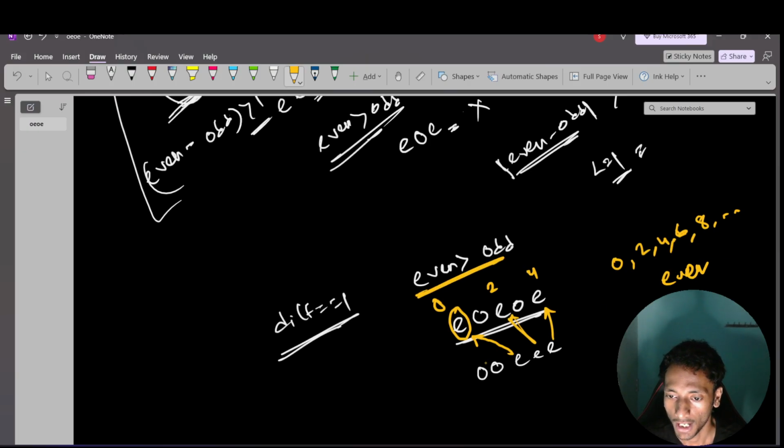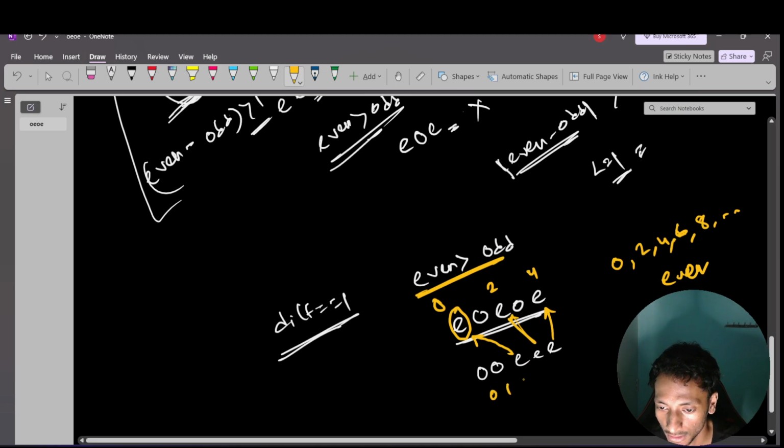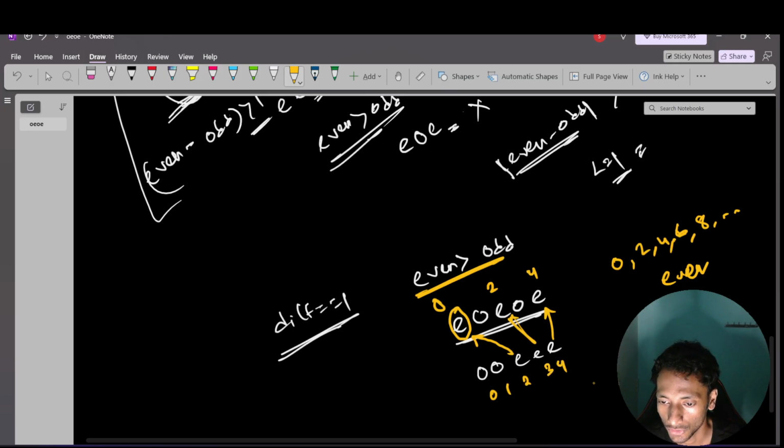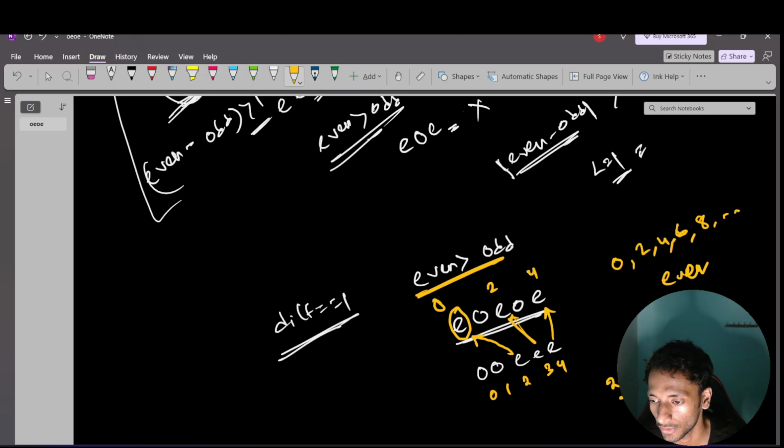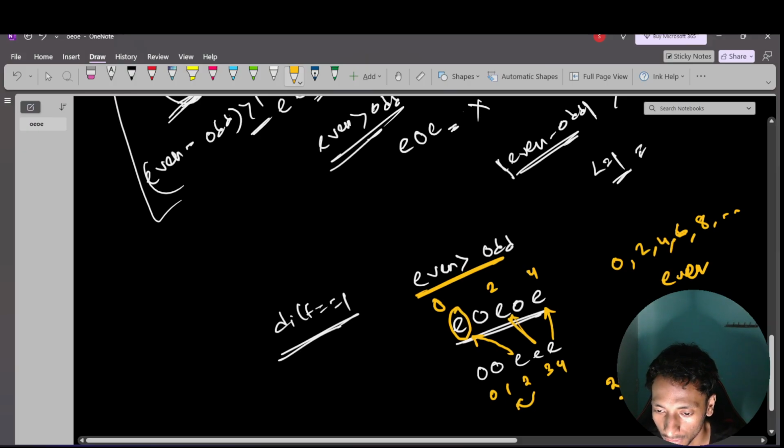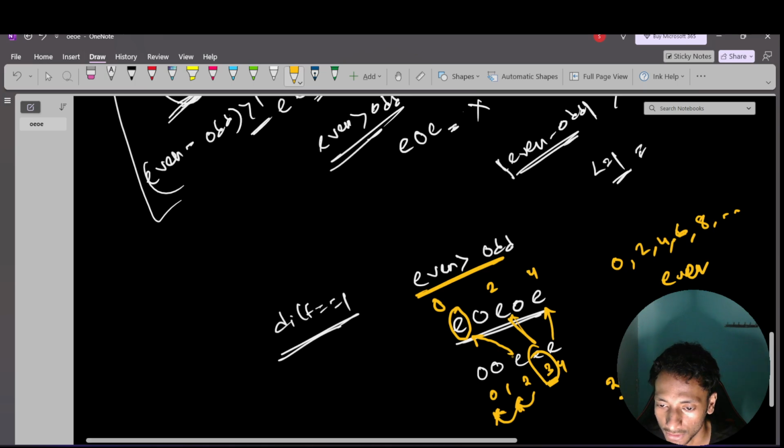So I can easily find out how many swaps are required. Suppose here our target position is 0, and the current position in the input array is the position of the first even number: 0, 1, 2, 3, 4. So I have to move it from index 2 to index 0. How many swaps are required here? 2. We can only swap adjacent numbers, so first it goes here, then it goes to this position, correct? This is clear.